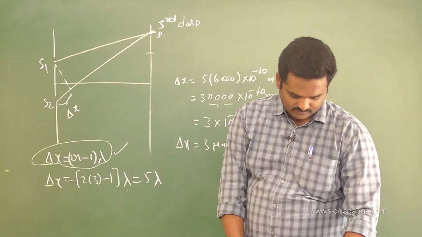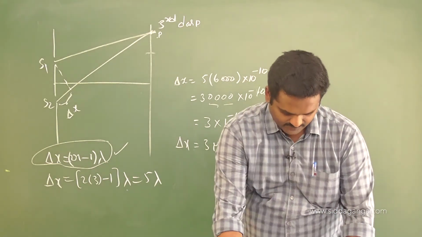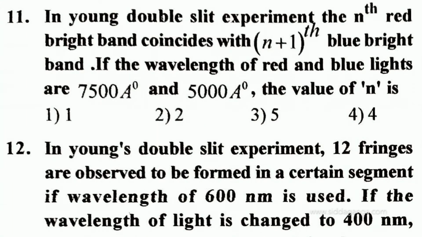Next, for the 11th problem, the 10th is a similar one, you can do that. It is the same kind of problem. Go with the 11th problem. Problem number 11. In Young's double slit experiment, they are saying that the nth red band coincides with the n plus 1th blue bright band. If the wavelengths of red and blue lights are given, then find the value of n. They are using twice the wavelengths.